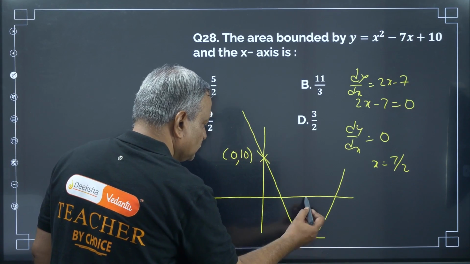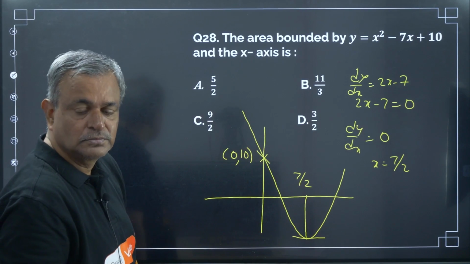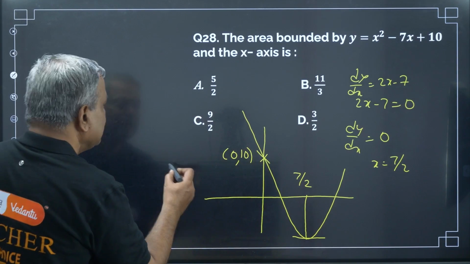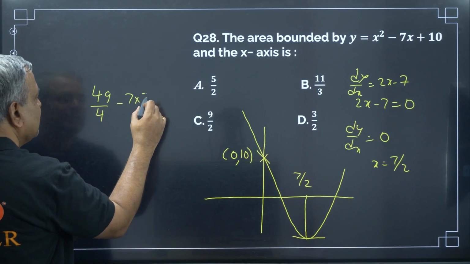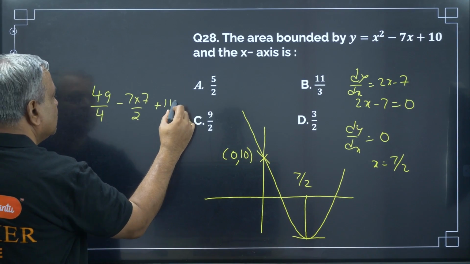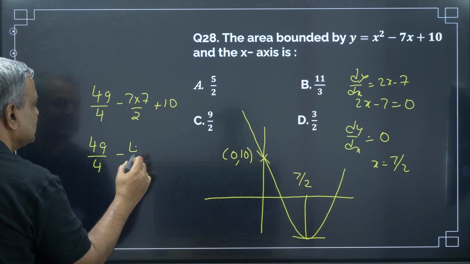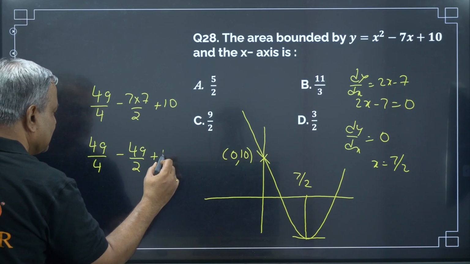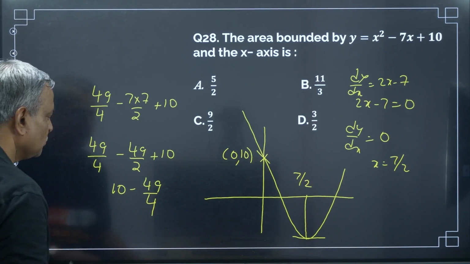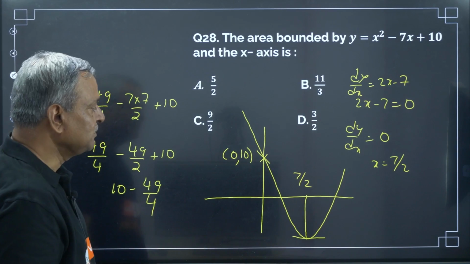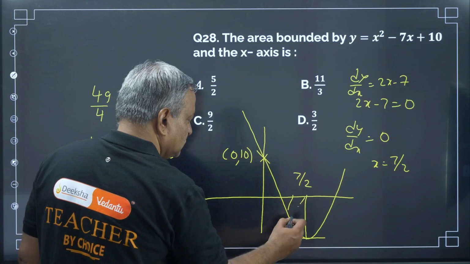Somewhere at 7 by 2. Now it can be up also, we don't know. So let us substitute 7 by 2: 49 by 4 minus 7 into 7 by 2 plus 10. This gives 49 by 4 minus 49 by 2 plus 10, which is equal to 10 minus 49 by 4, so this is minus 9 by 4, negative. The graph is perfectly correct. So the area bounded by this and the x-axis is the area I require.